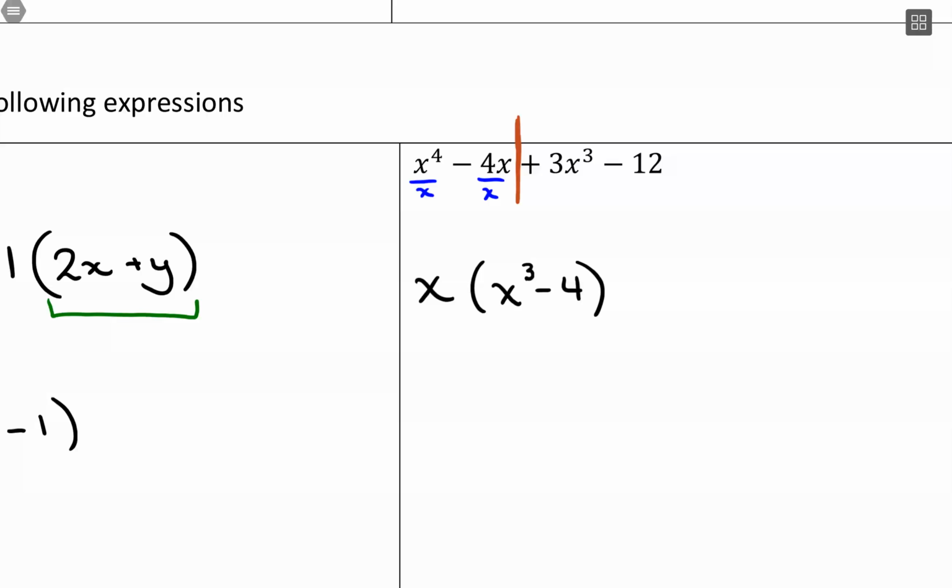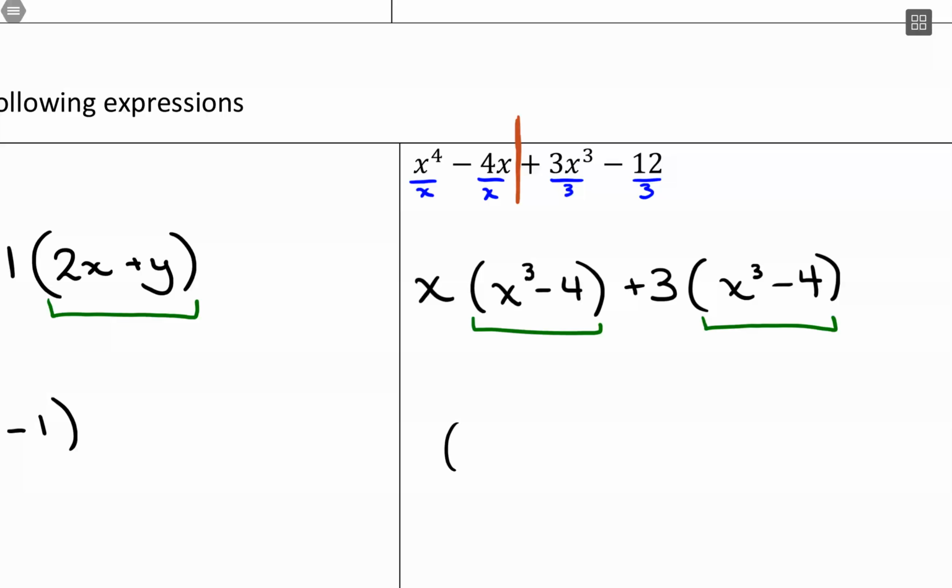On the right-hand side, we'll have a positive 3 as a common factor. So I'm going to divide out a 3, divide out a 3. And that'll leave us with an x cubed minus 4. So with that, we have this common factor of x cubed minus 4 that we can factor out to the front here. And then in terms of what's left over, we'll have an x plus 3. So that's our factoring by grouping.